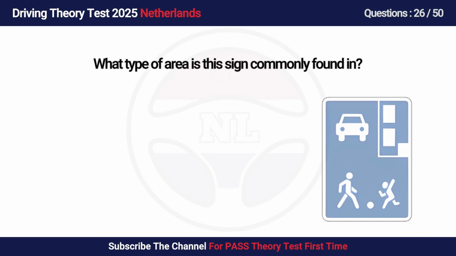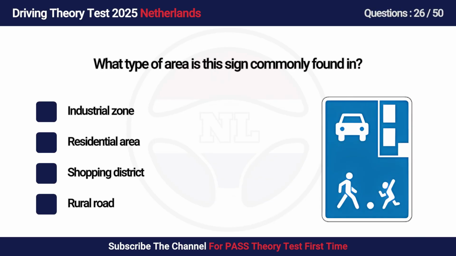Question 26. What type of area is this sign commonly found in? A. Industrial zone. B. Residential area. C. Shopping district. D. Rural road.